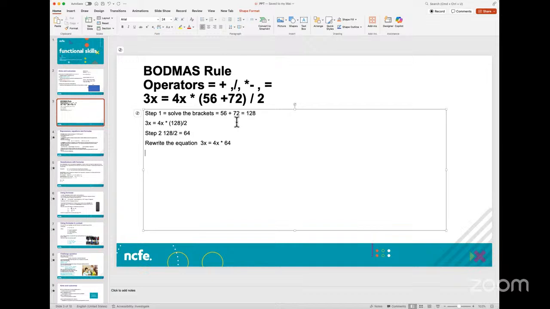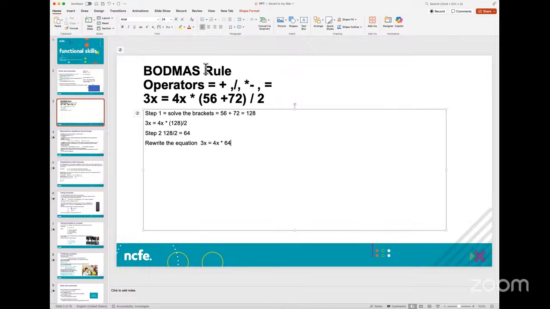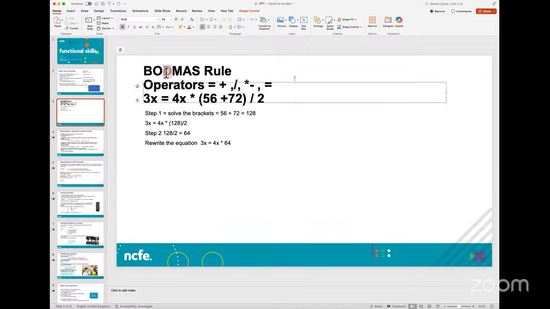So we have simplified the equation. When we started, this was the equation given to us. Now we have simplified the equation to this. Now, after division, we need to solve multiplication.